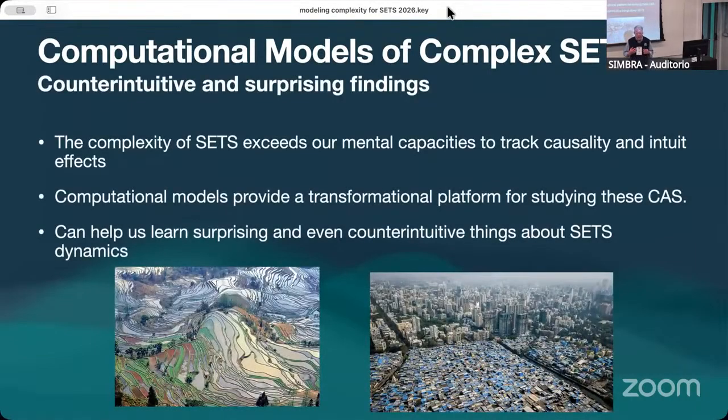Because the complexity of social, ecological, technological systems goes beyond our powerful intuitive capacity to track causality, computational models, I think, provide a truly transformational platform for studying these kinds of complex systems. They can help us learn surprising, counterintuitive things about systems that we wouldn't be able to figure out because we focus on simple causality.